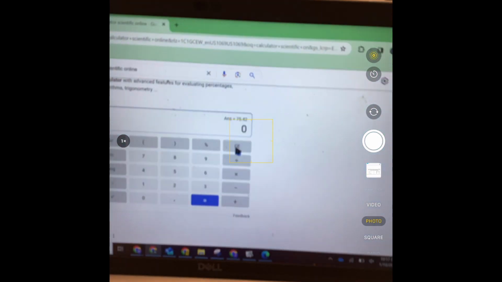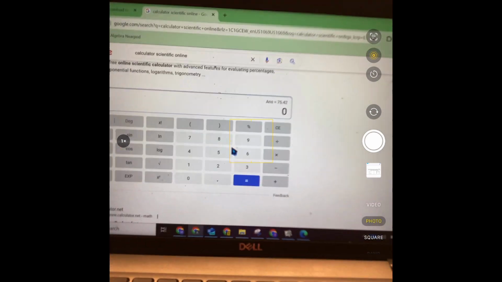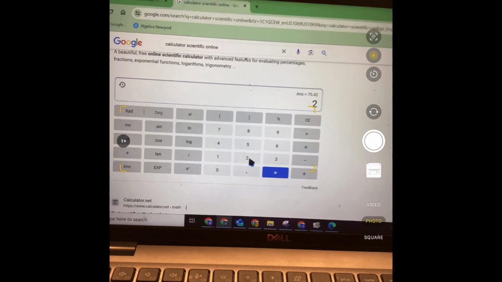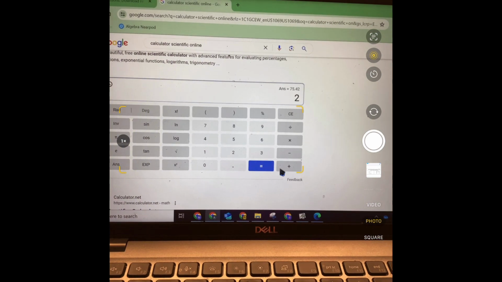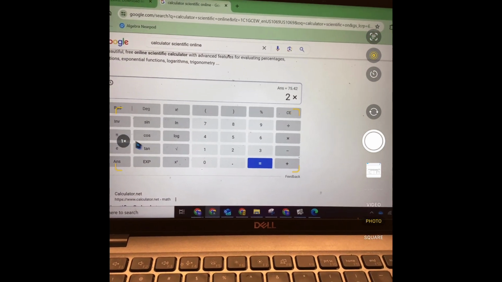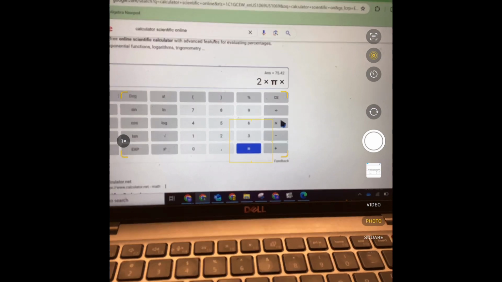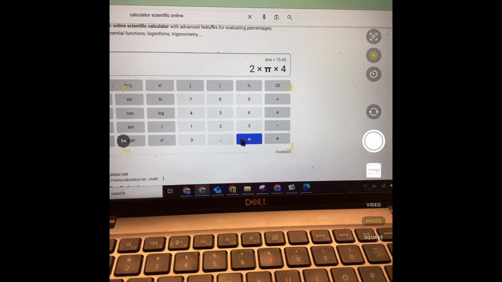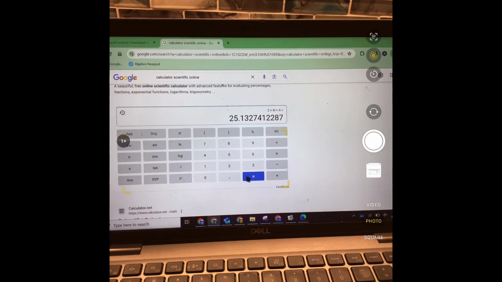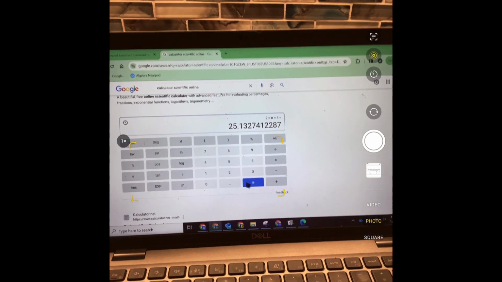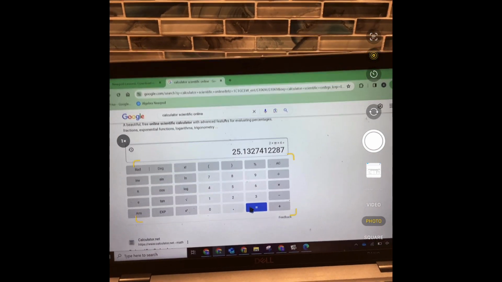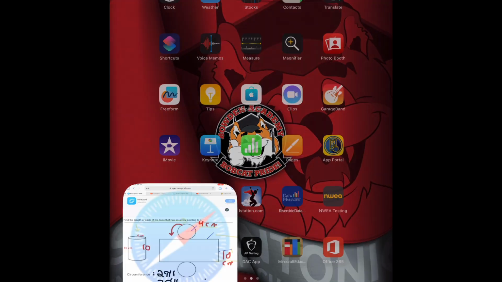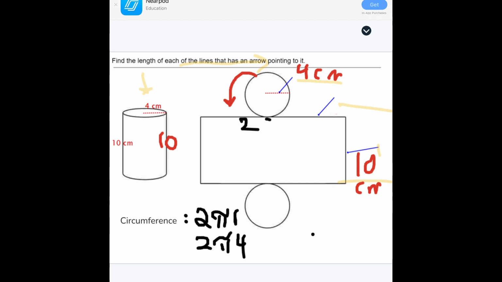So, when I look at this, I'm saying, okay, 2 gets multiplied by pi, which gets multiplied by the number 4. I'm sorry for the bouncing. My hands aren't the strongest right now. That equals 25.132, and so on. Look, 25.13 is enough for me. 25.13 goes here, and that's my centimeters. That's this length.